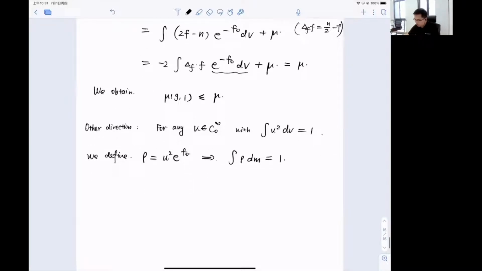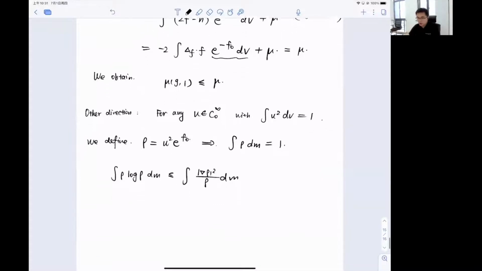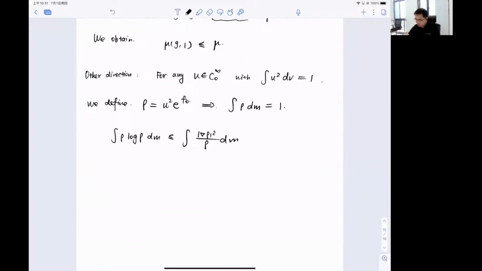Now we try to use this rho as the test function in the Baker-Emery theorem. Recall that it says that the integral of rho log rho dm is less than or equal to the integral of gradient rho squared over rho dm. So this is the Baker-Emery theorem. Now, by our particular choice of rho, we can rewrite this inequality in terms of u and f. So just expand both sides.